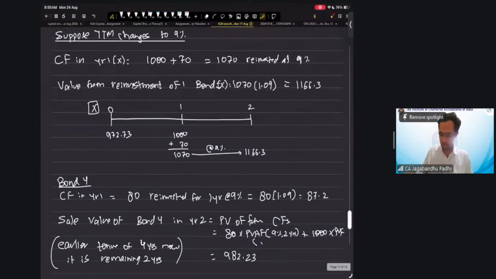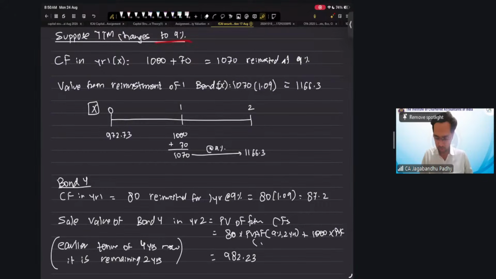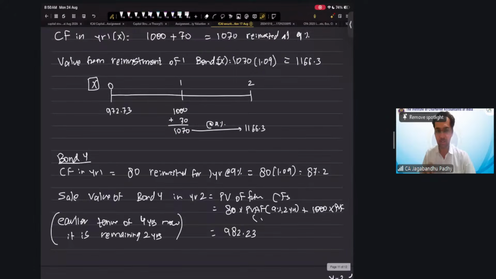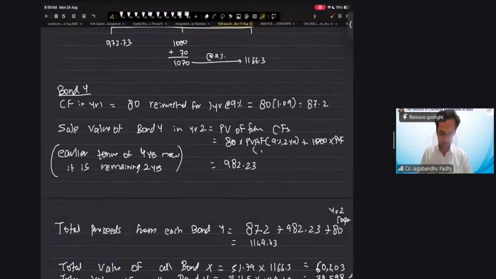So it's like if a bond is maturing early, you can reinvest it at a lower rate. But due to that reduction in the YTM, what you will find is that the sale value of the other bond actually increases because reduction in YTM increases the value of the bond.